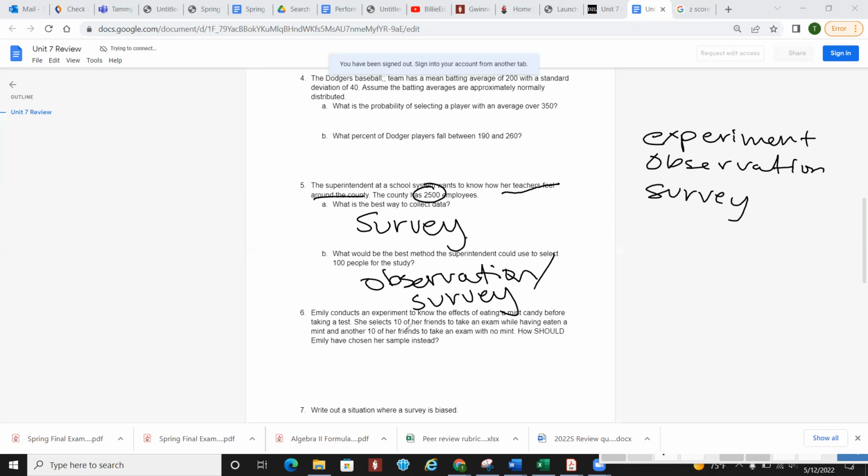Okay. Emily conducts an experiment to know the effects of eating a mint candy before taking a test. She selects 10 of her friends to take an exam while having eaten a mint, and another 10 of her friends to take an exam with no mint. How should Emily have chosen her sample instead? She did what? So she picked 10 of her friends, right?